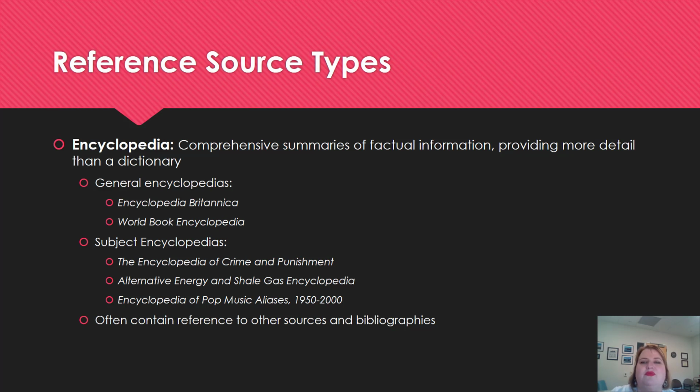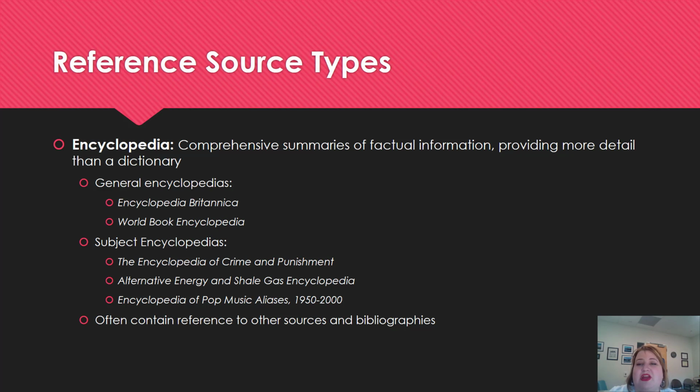Finally, you get what people think of most when they hear the type reference resource, and that's an encyclopedia. So an encyclopedia is a comprehensive summary of factual information, providing more detail than a dictionary or an almanac. Most people are familiar with general encyclopedias, such as Britannica or World Book. Once again, what you see with academic resources are very in-depth subject-specific encyclopedias. So some examples, we have the Encyclopedia of Crime and Punishment, Alternative Energy and Shale Gas Encyclopedia, Encyclopedia of Pop Music Aliases from 1950 to 2000. So you're getting these very subject-specific overviews of a particular topic.